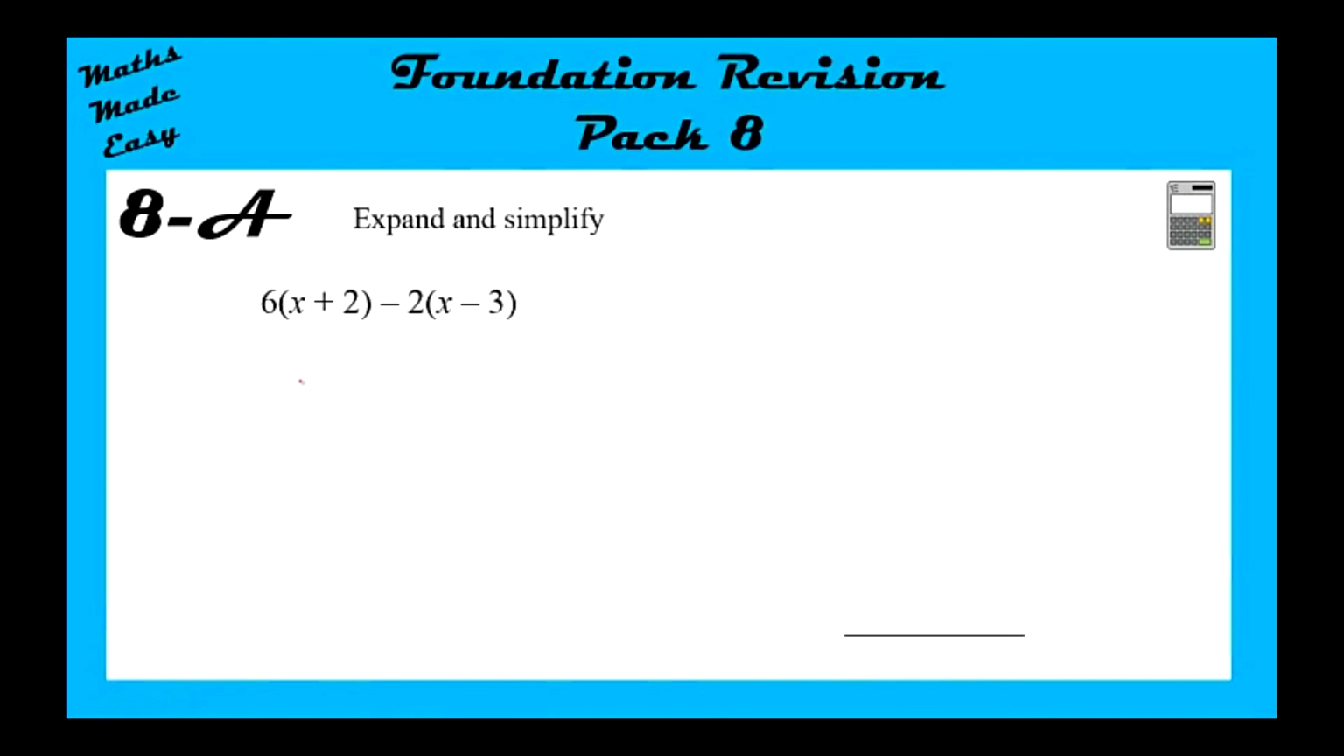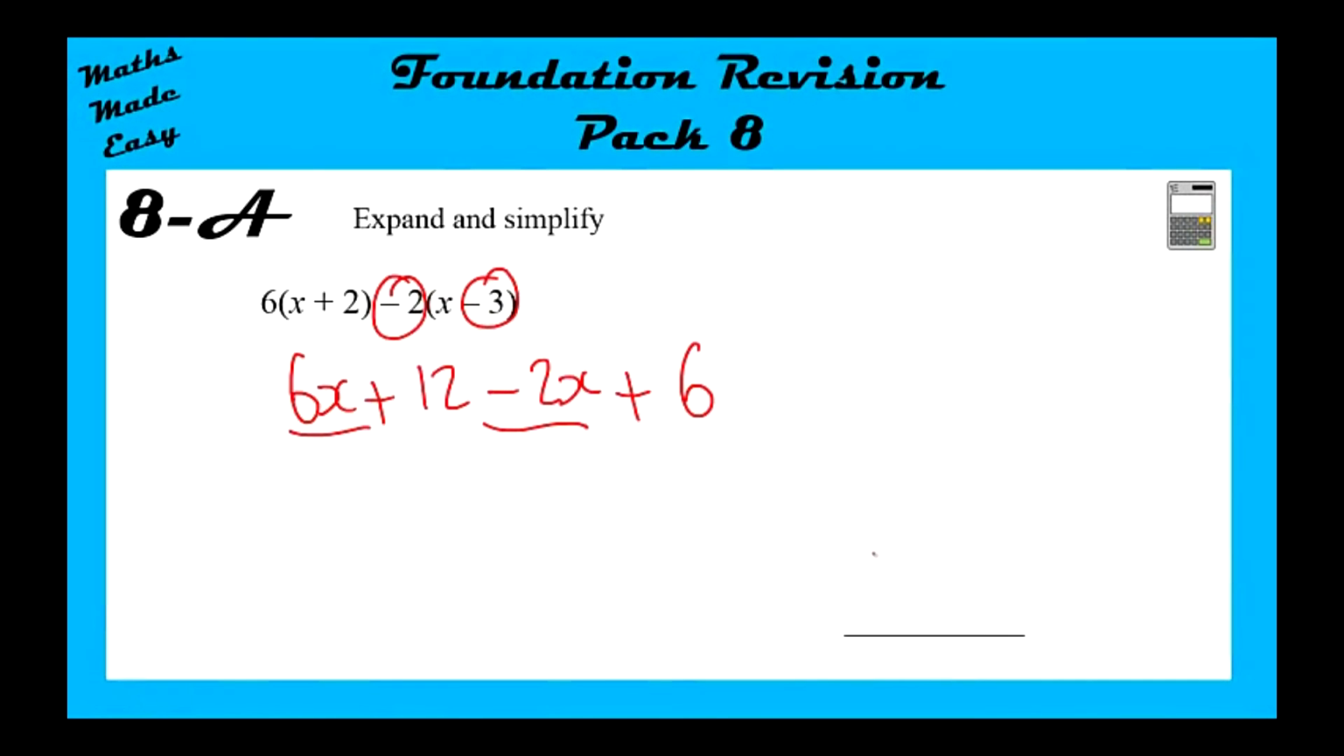Question 8a, expand and simplify. Let's expand the first bracket, we get 6x plus 12, the second bracket negative 2x, and crucially plus 6. You've got a negative 2 times a negative 3, that gives you a positive 6, not a negative. Then we simplify 6x, take away 2x is 4x, 12, add 6 is 18. So 4x plus 18. So we expanded, then simplified.